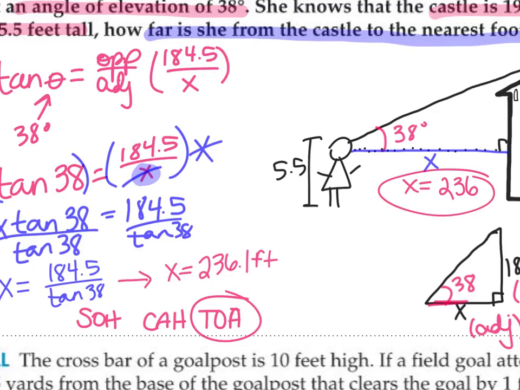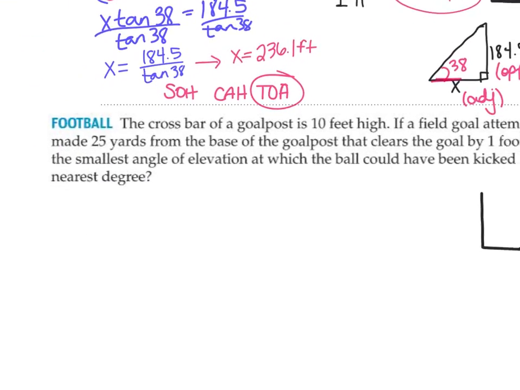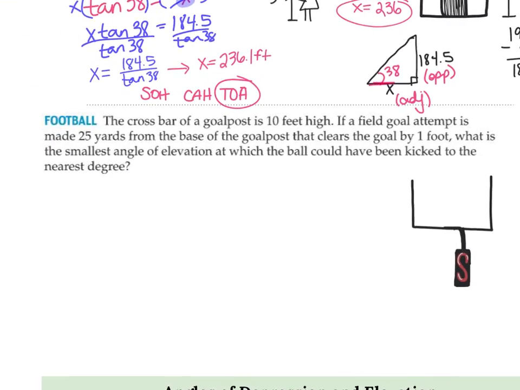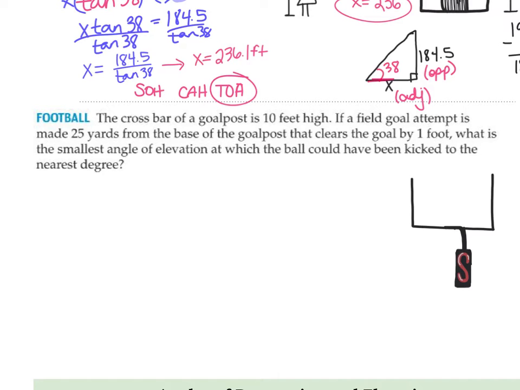Okay, so our next example, last example for the day, we are playing some football. The crossbar of a goalpost is 10 feet high. The field goal attempt is made 25 yards from the base of the goalpost. And also the field goal attempt clears the goal by 1 foot. This is going to be important. We want to find the smallest angle of elevation at which the ball could have been kicked.